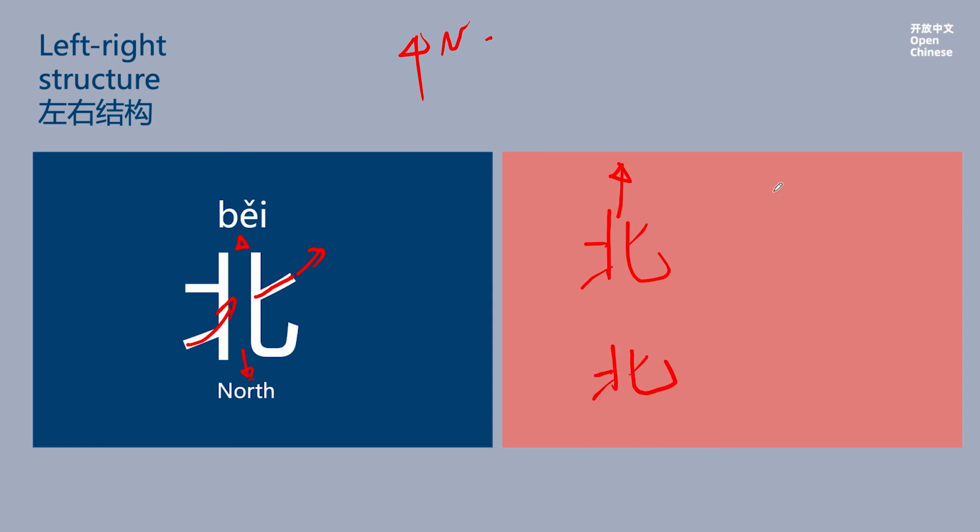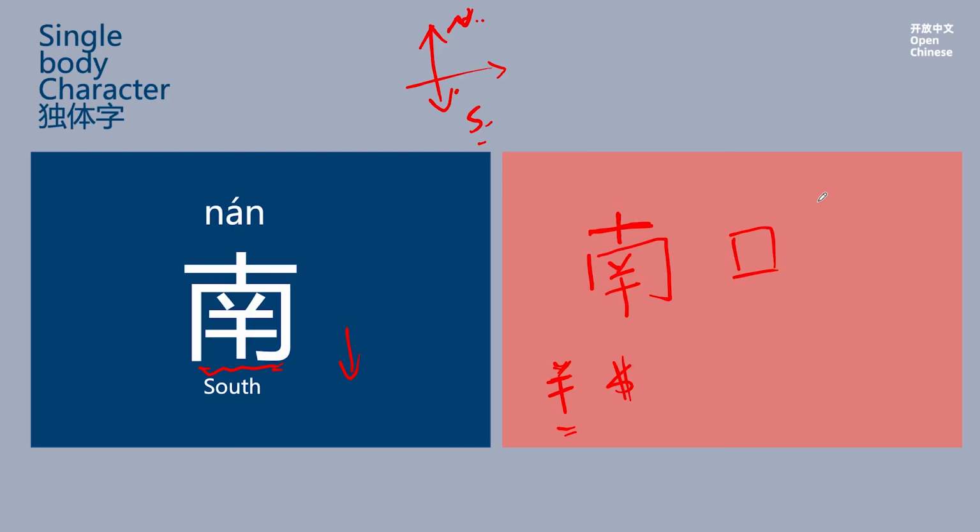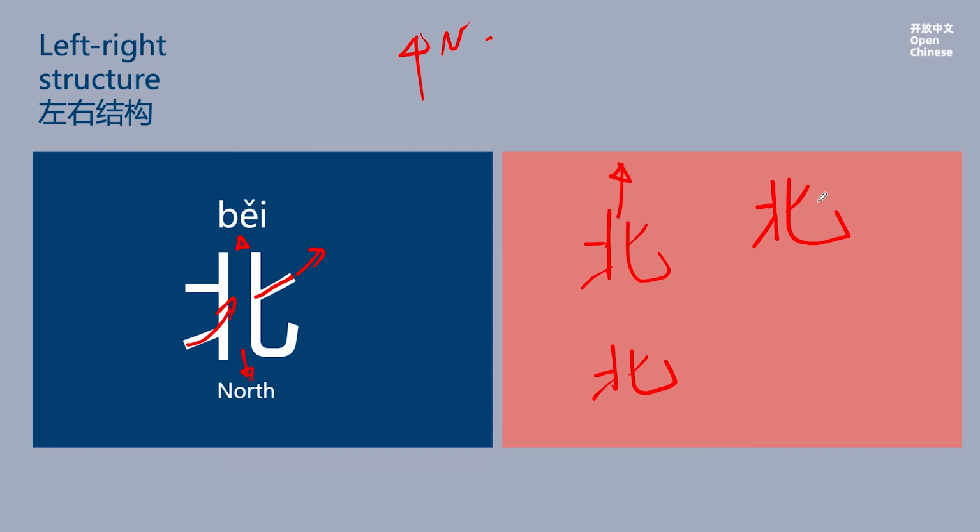Let's write it. 北, you have this vertical stroke, and then this horizontal stroke, and then this upper little stroke, and then this lower one, and then you have this. 北 goes to the north. Let's review. 南, 北.